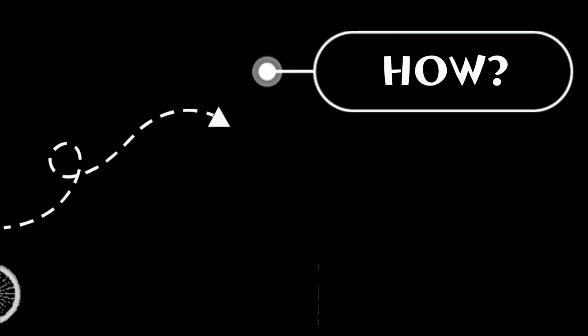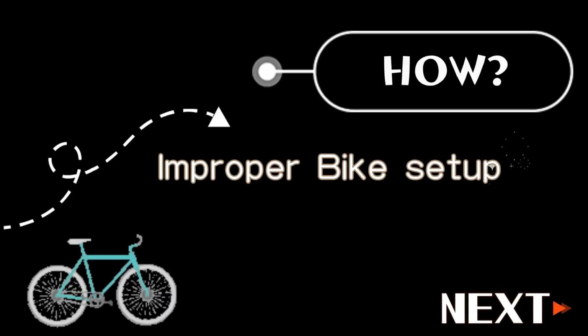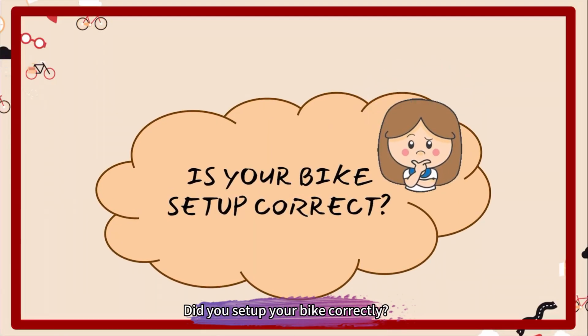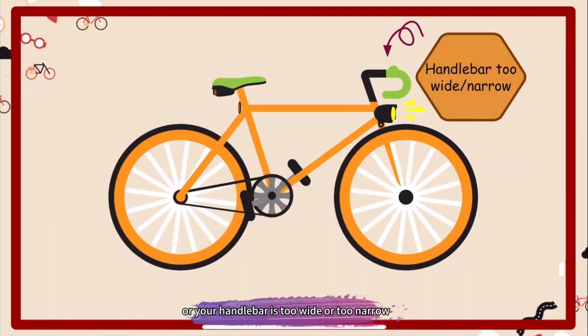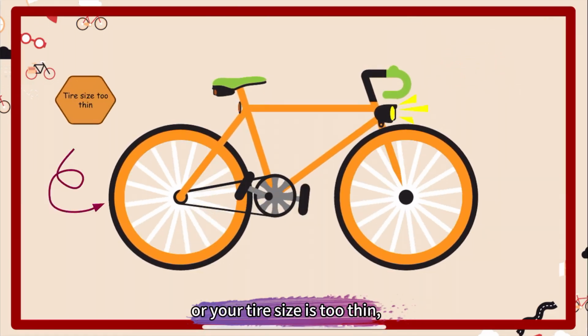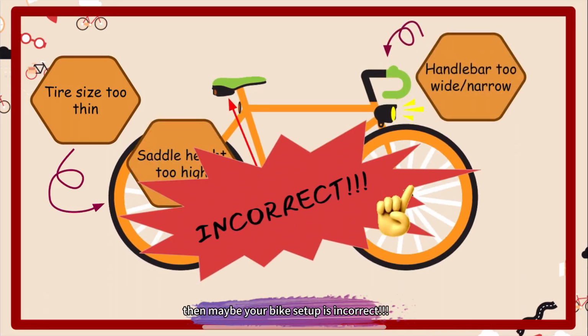So, what is an improper bike setup? Let's go to the next part to know more. Did you set up your bike correctly? If your saddle height is too high, or your handlebar is too wide or too narrow, or your tire size is too thin, then maybe your bike setup is incorrect.